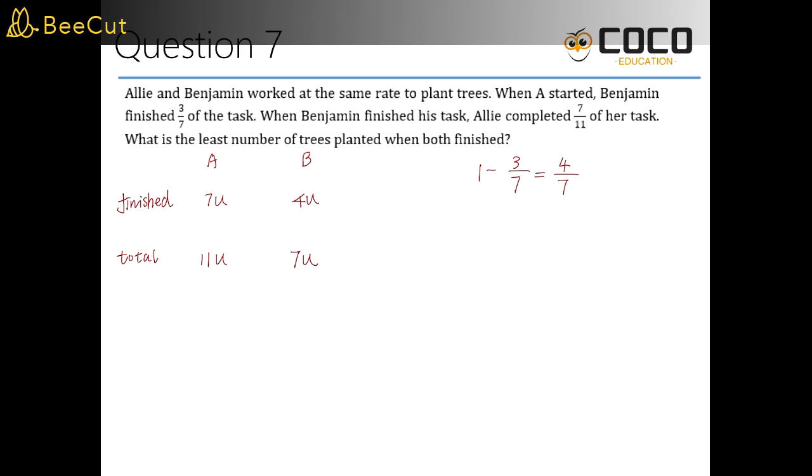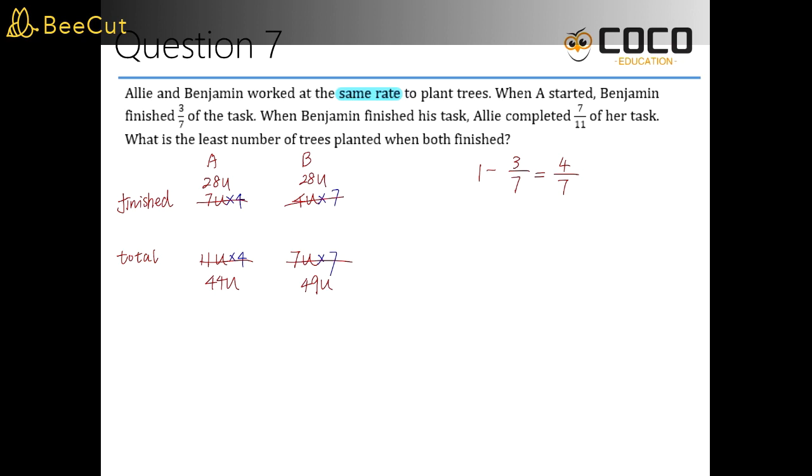And the two of them work at the same rate, so the amount of work finished will be the same. 7u and 4u, we get the LCM. That's 28. So times 4 and times 7. So this is 28u, 44u. For B, this is 28u and 49u.